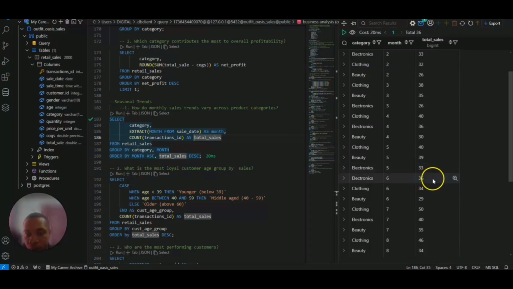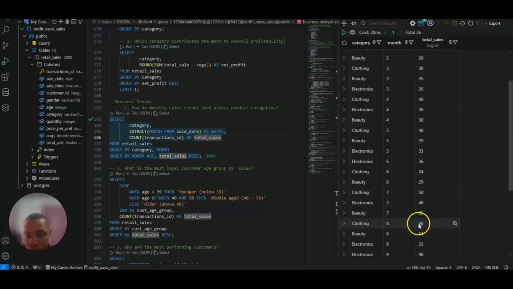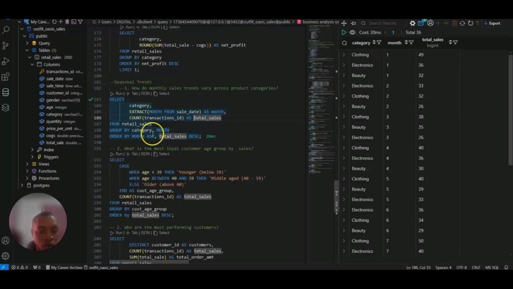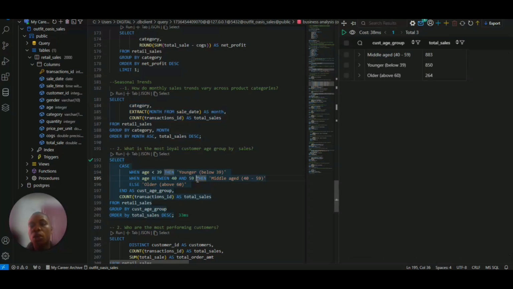The next month, electronics took over. The next month, clothing again. Next month, you can see clothing again. So you can see that by category in each month, clothing was always coming on top of the list, followed by electronics.